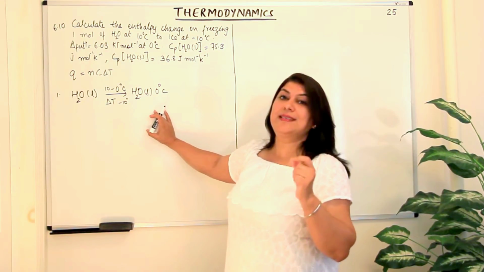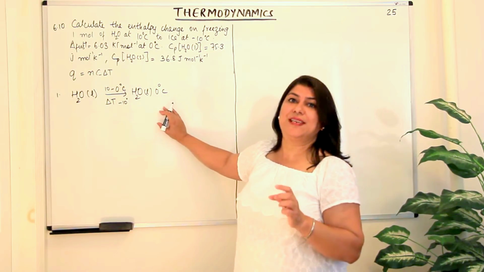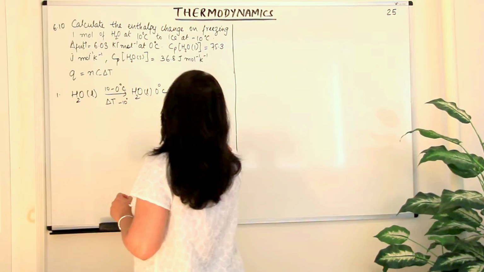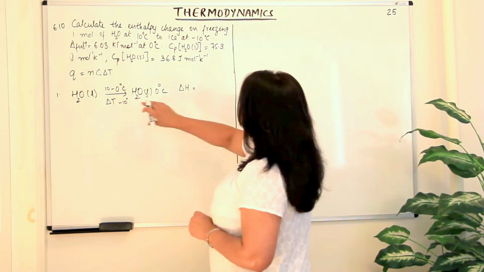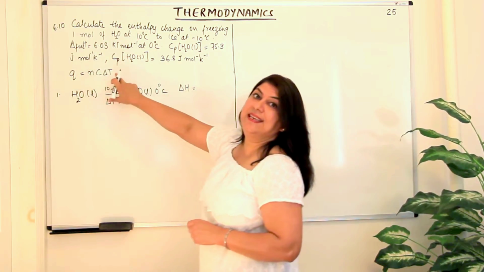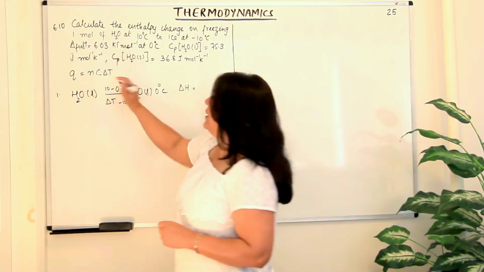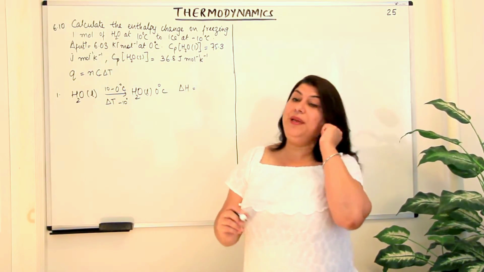Now what happens in the second step? At this step, if you have to calculate the enthalpy of this step, how would you do it? We know that Q is equal to n C dT. We'll use this formula. Here enthalpy change will be equal to Q because there's no work being done here.